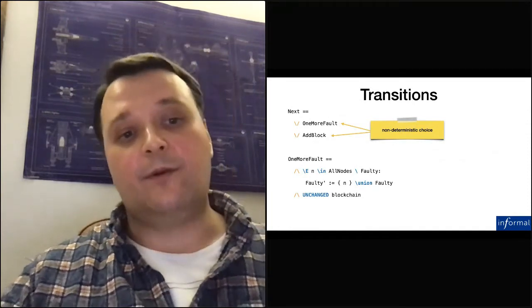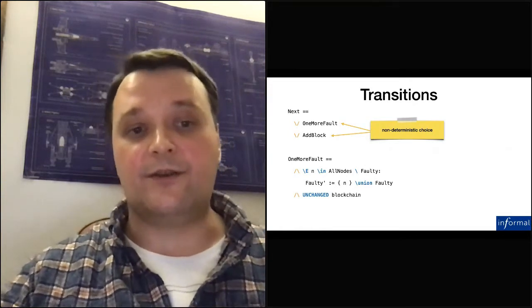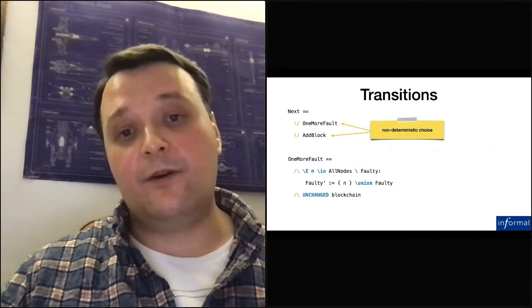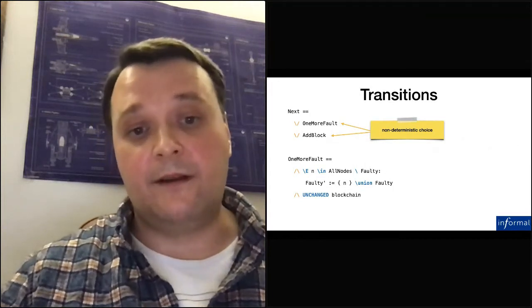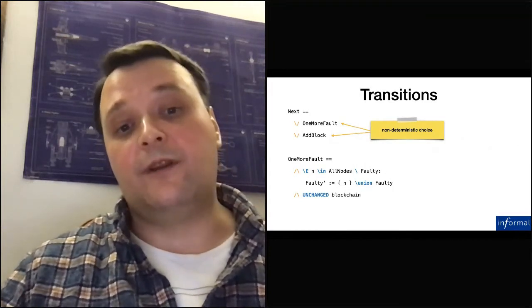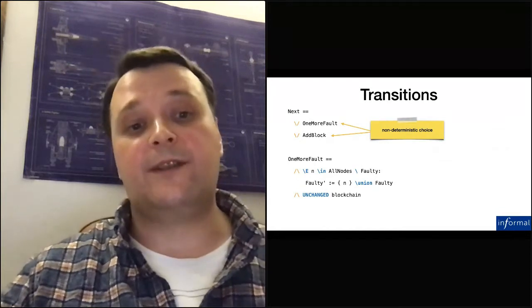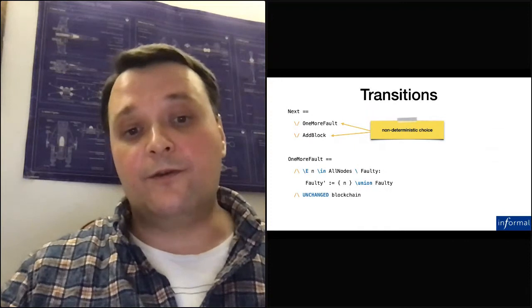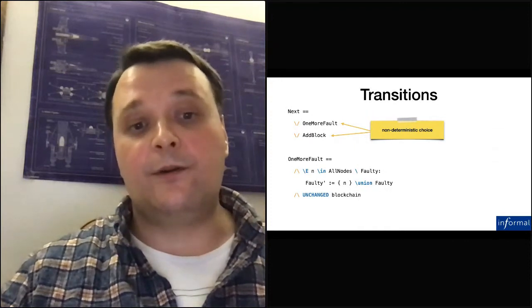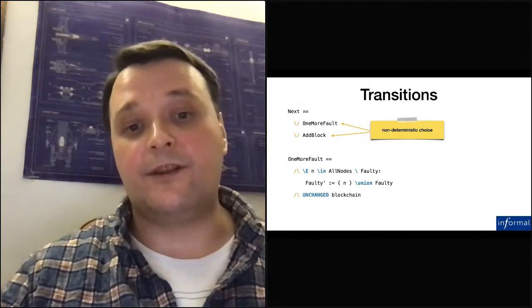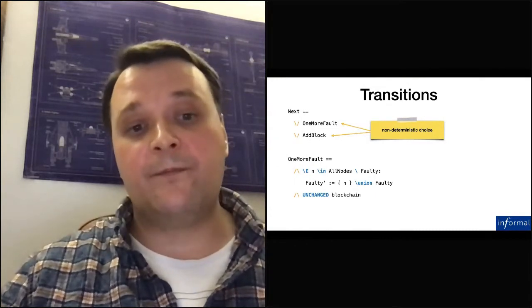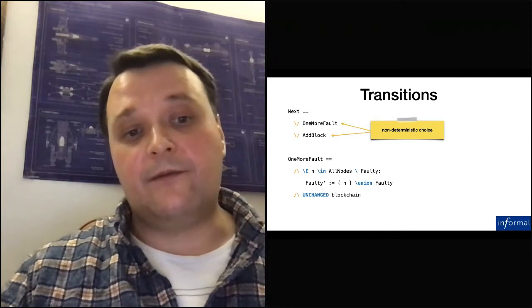Here I give you an example of the transition that introduces one more fault. Basically, again, I'm saying I don't know how the nodes can fail. I just have no clue. I don't care. What I'm saying here is that I just pick a node from the set of nodes that is not faulty yet. And AllNodes \ faulty means set difference. So I just subtract faulty from AllNodes and pick some n from this set.